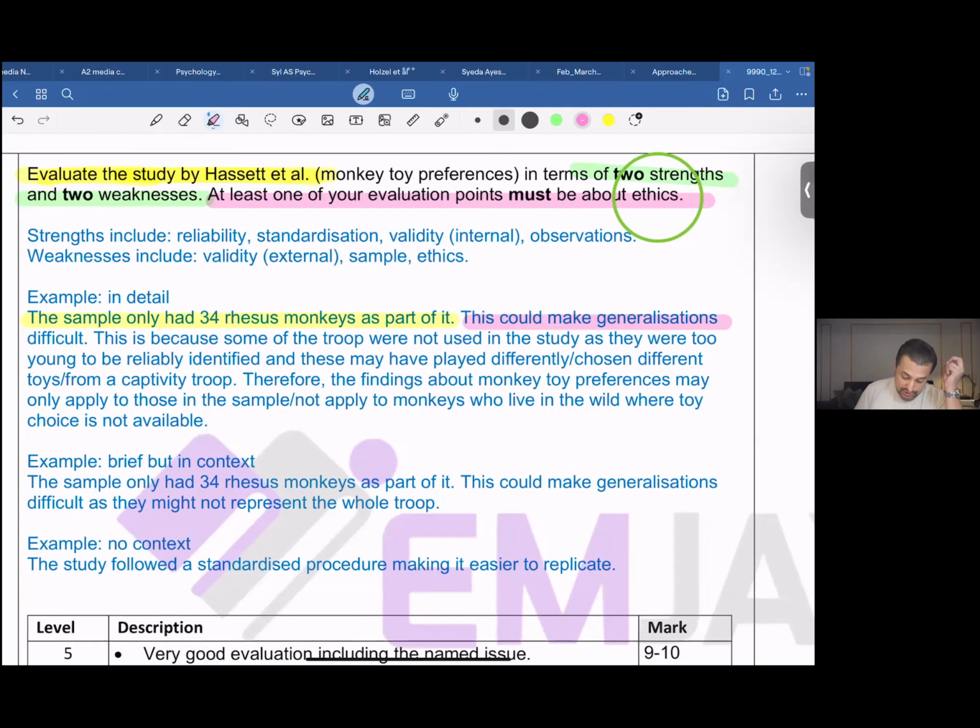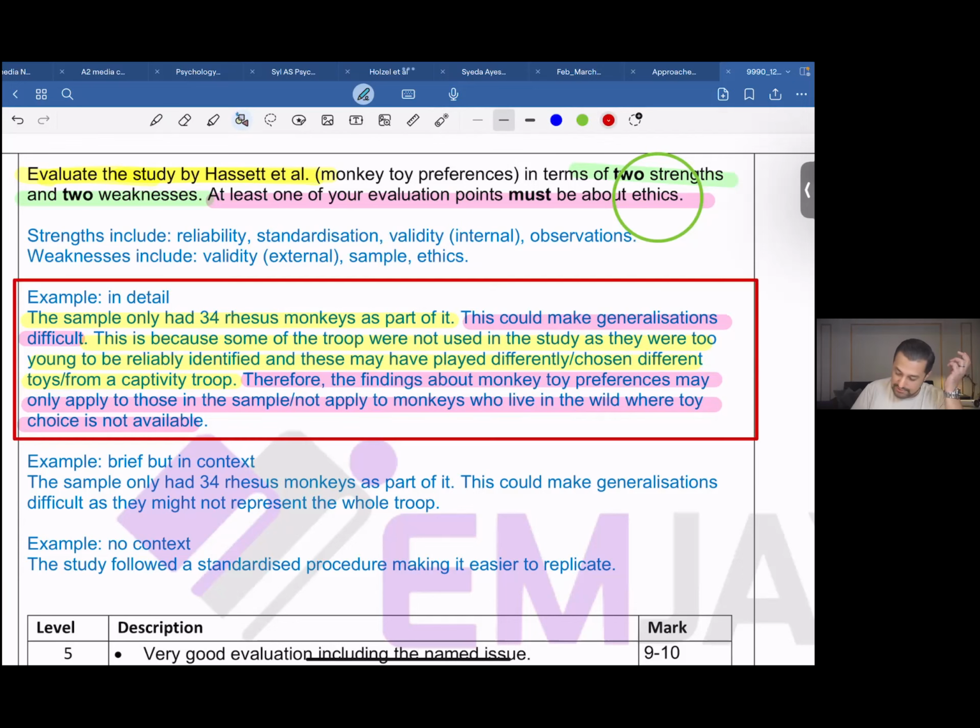Having a look at this, it says the sample only had 34 rhesus monkeys as part of it. This could make generalization difficult. This is because some of the group were not used in the study as they were too young to be reliably identified, and they may have played differently, chosen different toys from a captive troop. Therefore, the findings about monkey toy preferences may only apply to those in the sample, not to monkeys who live in the wild where choices are not available. Now, this point is not about ethics. Ideally, the examiner should have provided a point related to ethics, but they chose not to. They chose a point related to generalizability, and they've explained it, and look how they have come to a conclusion here as well.